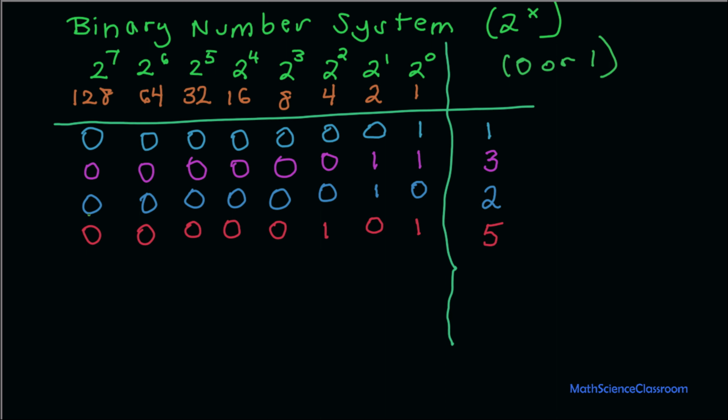The next number, 15. I go to the 2 to the 4th position. We have 16. That's too high. So I'll start with 2 to the 3rd, so we have 8. And then 4, we have 12. And then 2, we have 14. And then 1, 15. So that is the code for 15, and we fill the rest out with zeros.